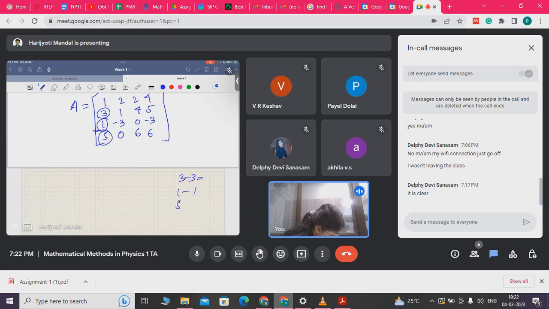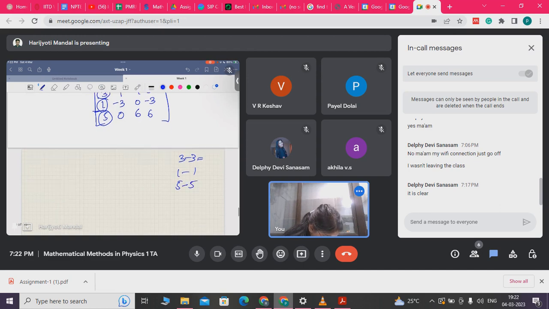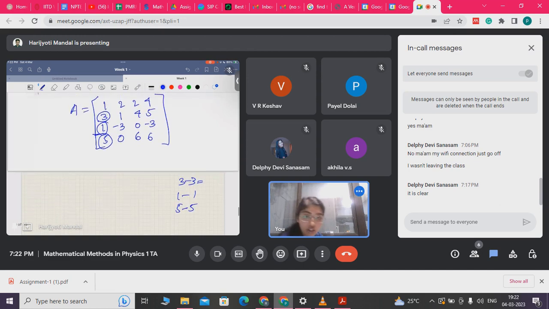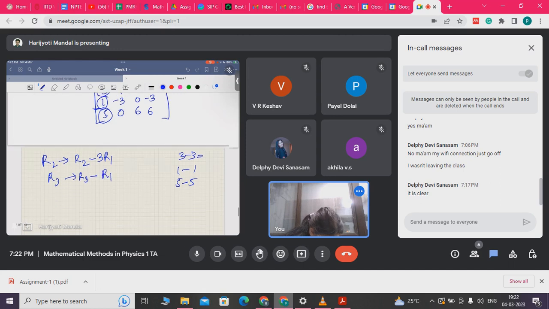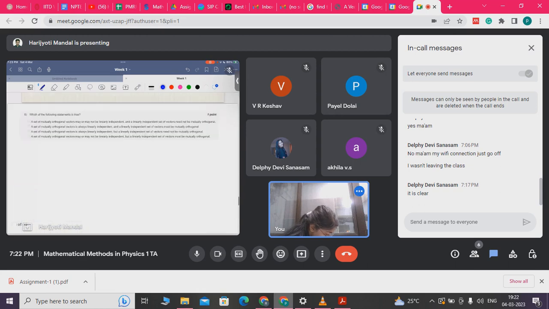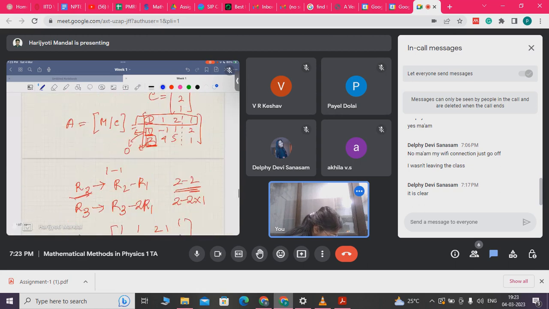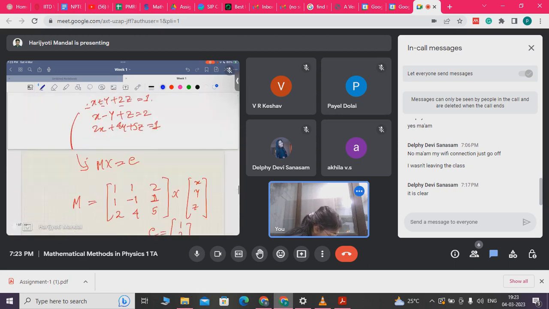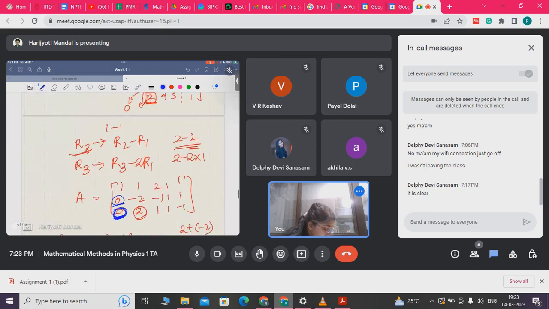First, we need to focus on 3, 1, 5. To make 3 to 0, we need to minus 3, and to make 1 to 0, minus 1, and make 0, 5. Okay, so the first step of our task is R2. New R2 will be R2 minus 3 of R1. R3 will be R3 minus R1.